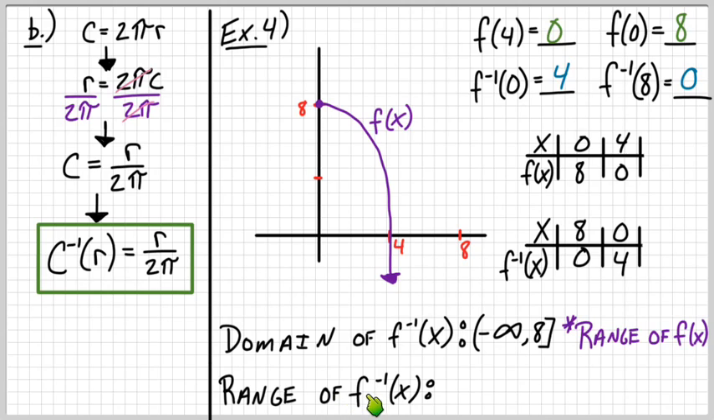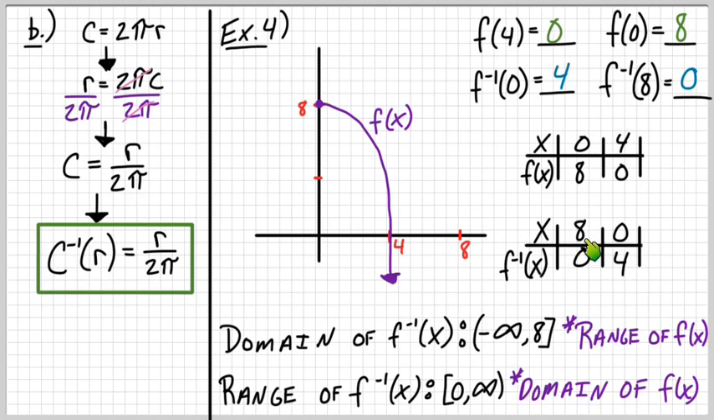Well, the range of the inverse would be the domain of the original function. So what's the domain of f of x here? Well, it looks like for the x values, 0 to, and this arrow is pointing off to the right, so that's going to trend towards positive infinity. So for the x values, the domain of f of x would be 0 to infinity, which means the range of f inverse is 0 to infinity, because that's the domain of f of x. This is what we started the lesson with. The range of f of x, that's the domain of f inverse. They just switch.